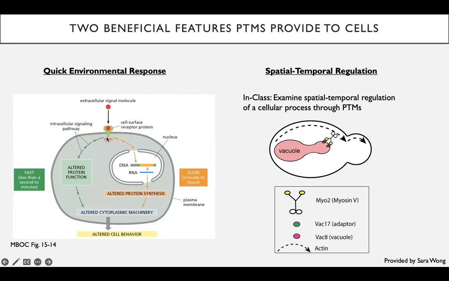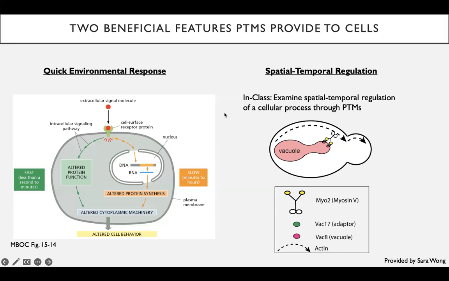And that can still go through a response that involves transcriptional response, but you can't really respond as fast to what your environment is telling you if you always have to go through transcription to create the proteins and the functional output you need. And so PTMs can really allow cells to dynamically respond to their environment.